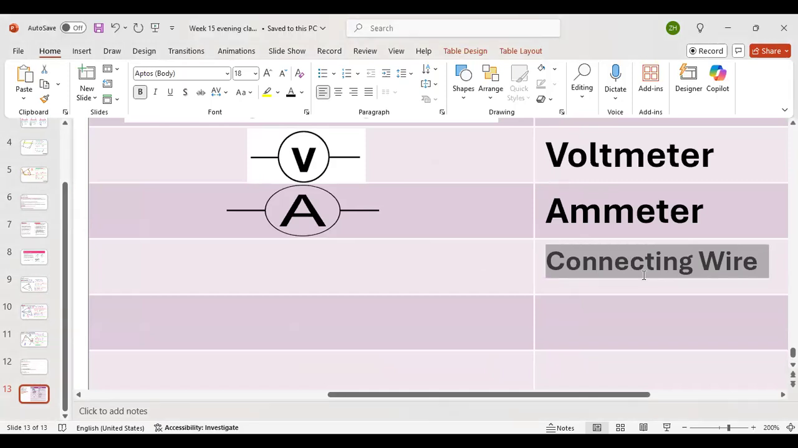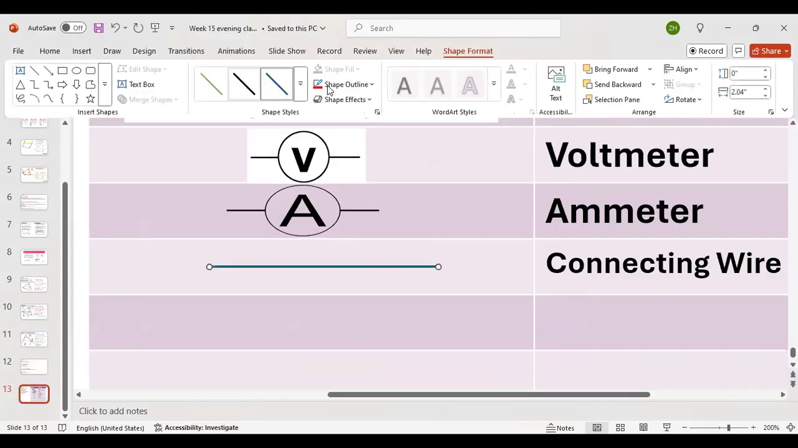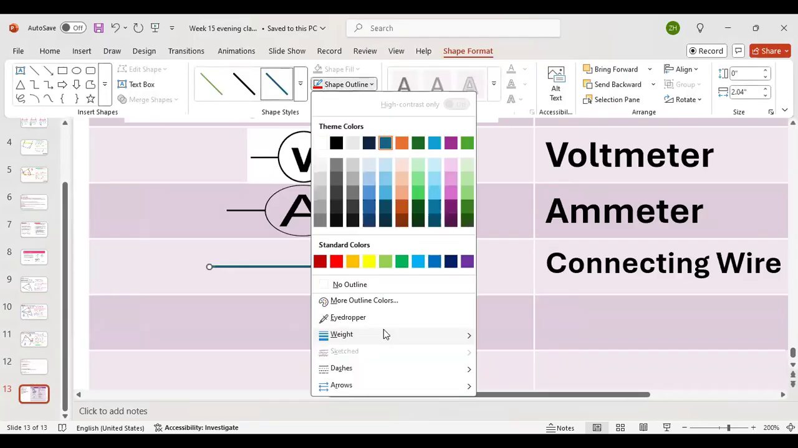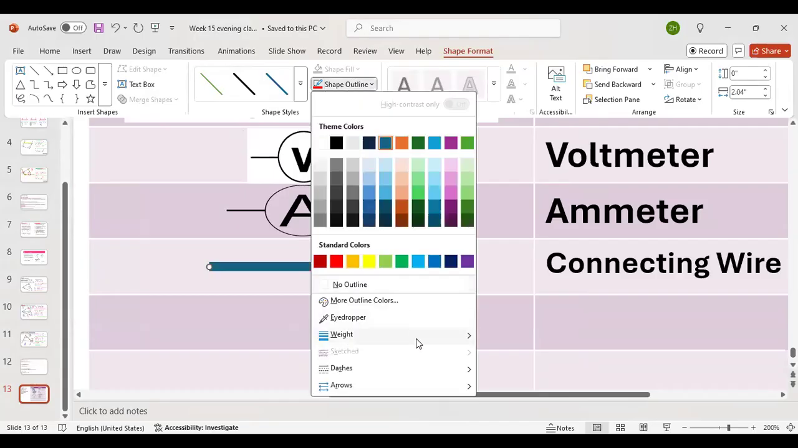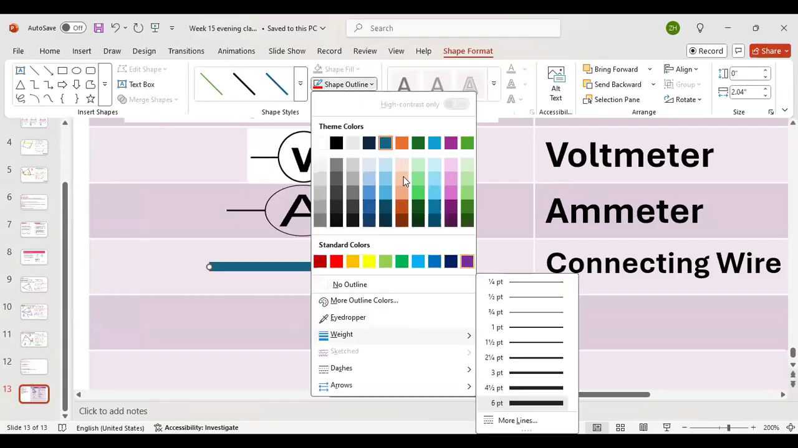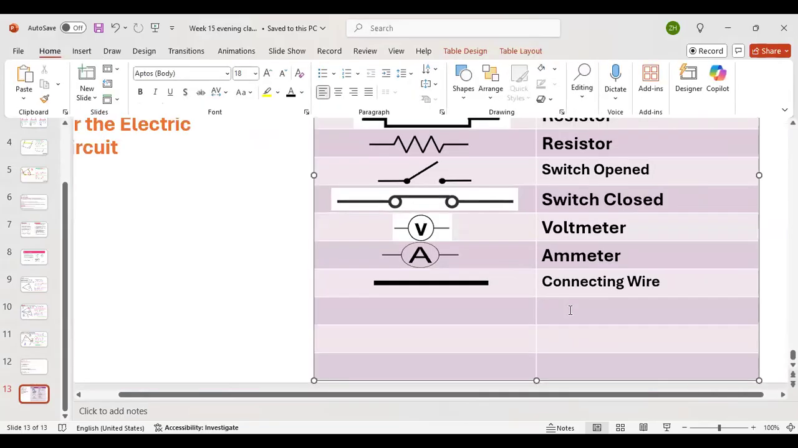So, connecting wire. Then we have the fuse.